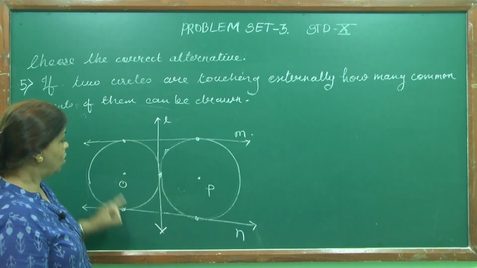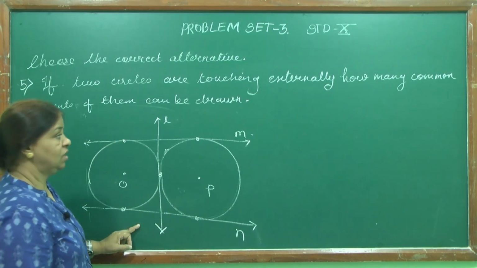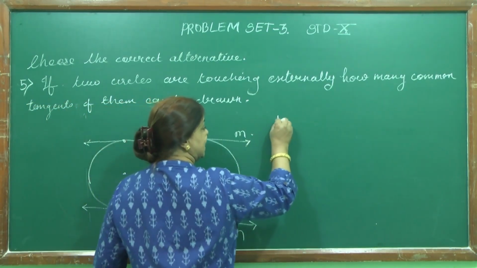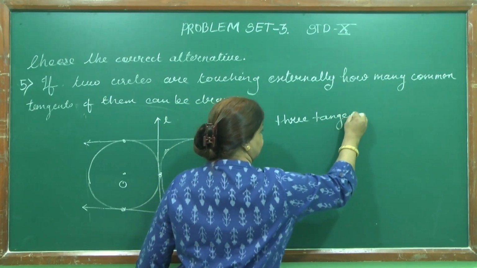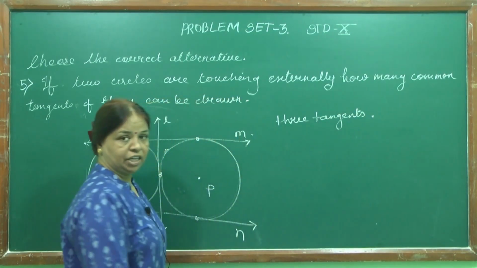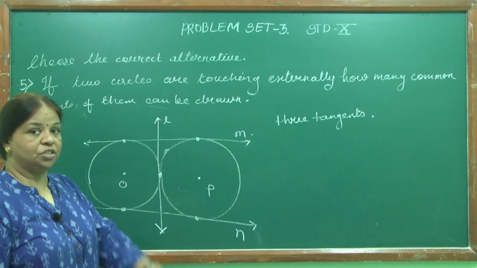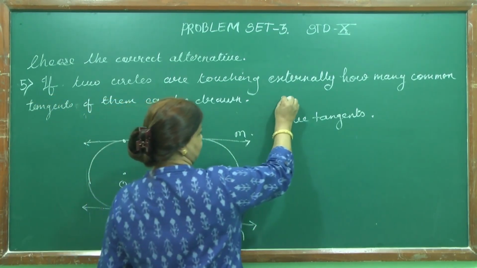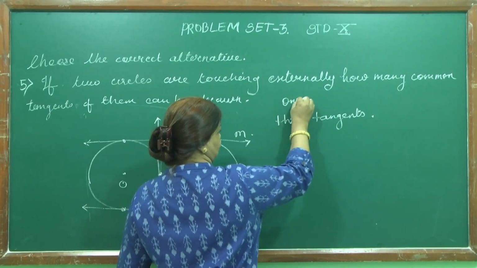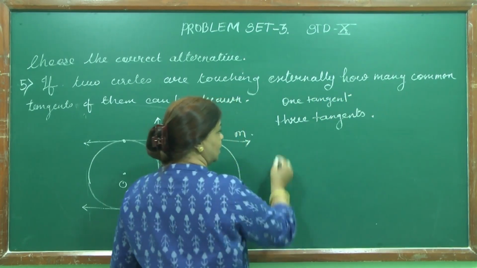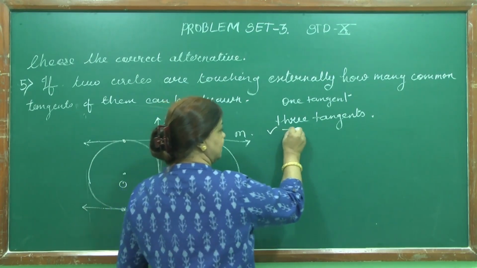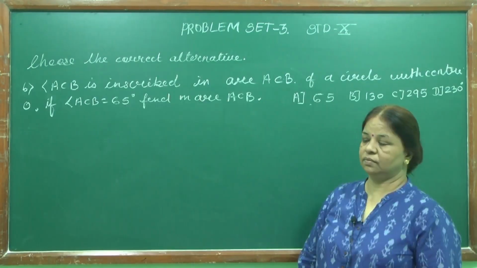So in all, how many tangents can we draw? In all we can draw 3 tangents. In your textbook, the option is given as 1 tangent, which is a wrong option, children. So the correct option is 3 tangents.